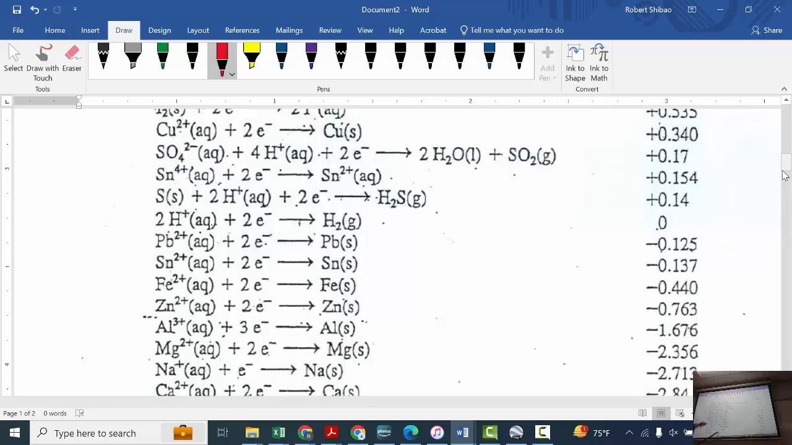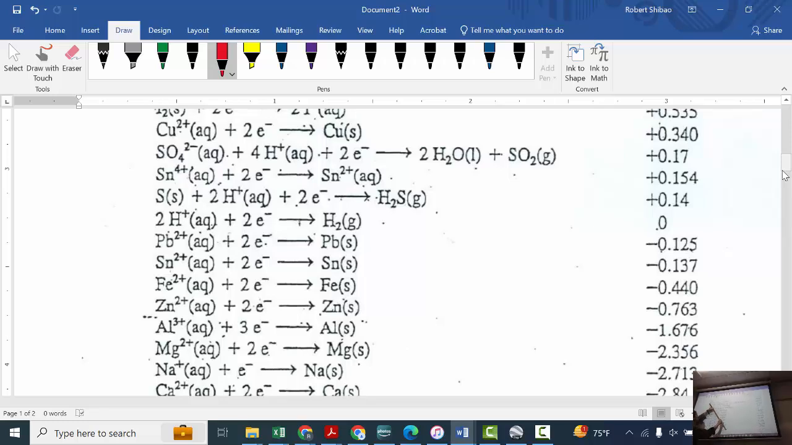Now, the driving force is stronger oxidizer to weaker oxidizer. So copper 2 is a stronger oxidizer. It's closer to fluorine than zinc 2. So this is what we call downhill. There's a driving force here. So when copper 2 reacts with zinc, zig, then I form zinc 2 plus. That's my zag, and there's driving force here. You see that? So copper 2 will react with zinc to form Zn2 plus.